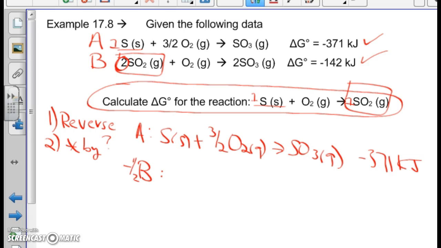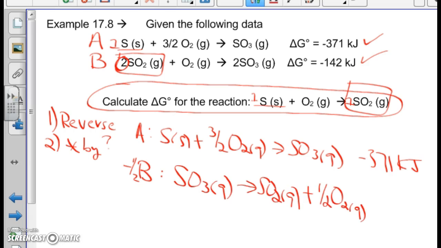Now, on your test, some of you forgot to do this. You multiply everything through by negative 1/2. Or you reverse it, is really what we're doing, right? And we multiply through by 1/2. So if I reverse it, it becomes SO3 gas going to SO2 gas plus 1/2 O2 gas. And then I'm going to say 1/2 times now positive 142 kilojoules. Positive because I have to reverse the sign up here. Has to be reversed because I multiplied by a negative 1/2. So that's why I'm changing it from a negative to a positive.